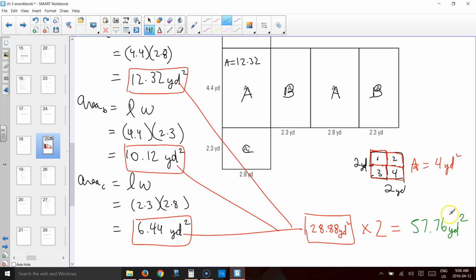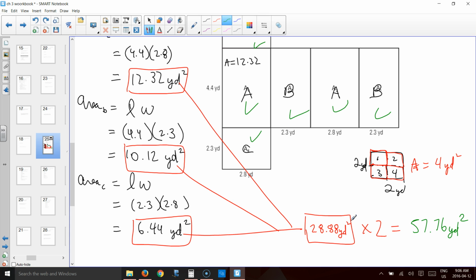of surface area. Okay? Now, some of you won't double. Some of you will actually just add 12.32 plus 12.32, which takes care of these sides. Then you'll add 10.12 plus 10.12, which takes care of these. And then 6.44 plus 6.44, which takes care of these. And you've accounted for all 6. Whereas I've just accounted for half of them and doubled, and I think that's an easier way to go about it.